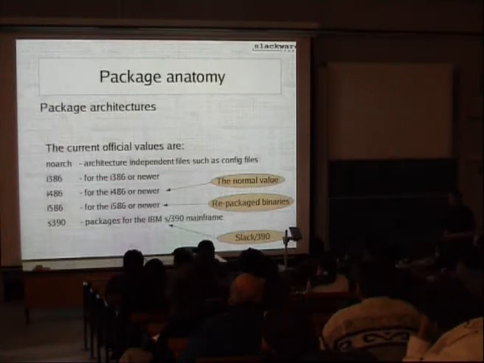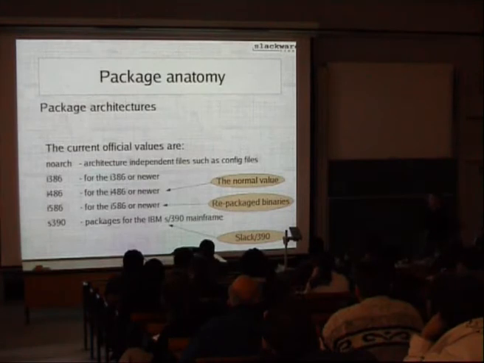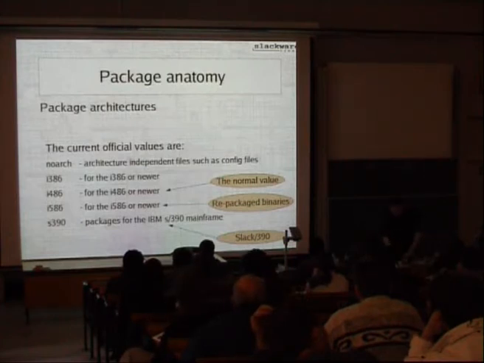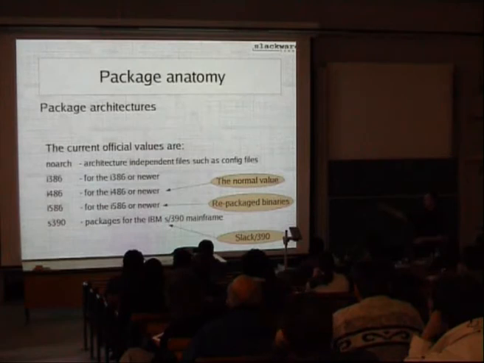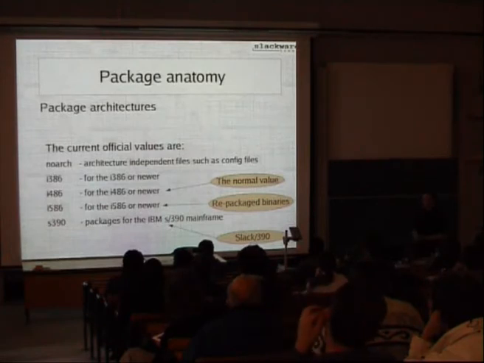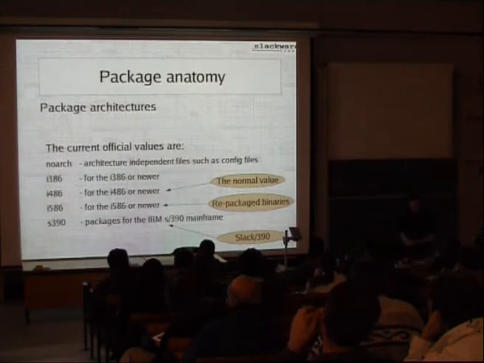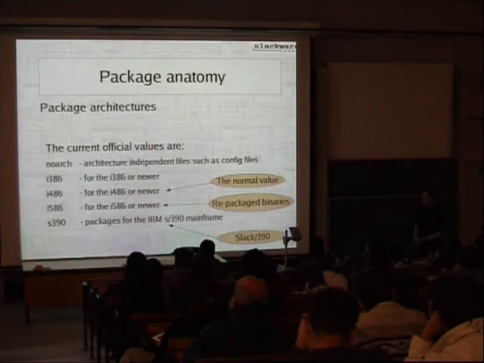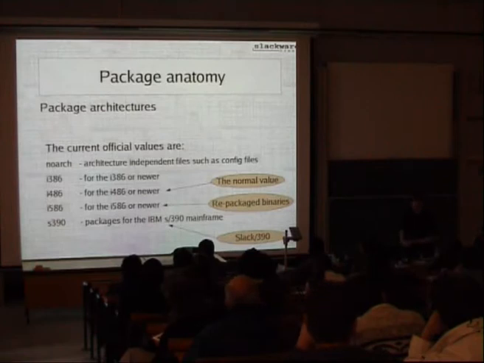The i586, this is generally something you won't find. These are generally repackaged binaries, as we had a discussion about earlier. So things that are repackaged binaries is something like Sun's J2SDK, which is delivered only in binary form. So these are just taken and turned into Slackware packages. So obviously it's not only just a repackaged binary, but the i586 is generally done for packages that don't provide source. And finally we have the s390, which are packages for the S/390, which is the official port for Slackware to the S/390.